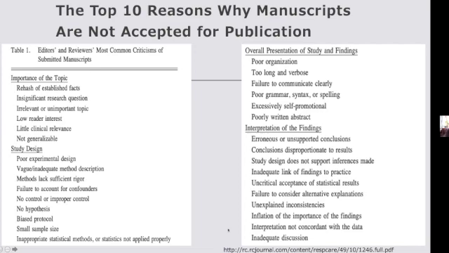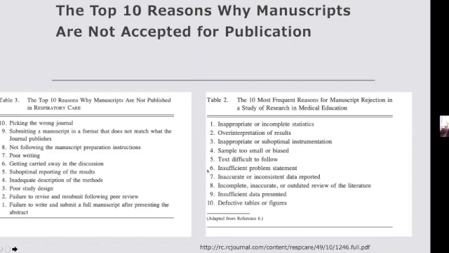All right, so let me move forward. So these are from the author of this article cited here. These are the top 10 most frequent reasons why manuscripts are not published or are rejected in these fields. One is on medical education, the other one is on respiratory care. Notice that it's consistent. Picking the wrong journal is definitely there.